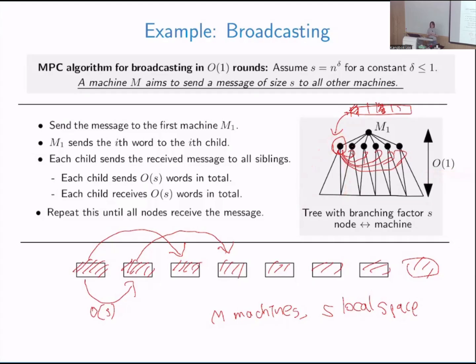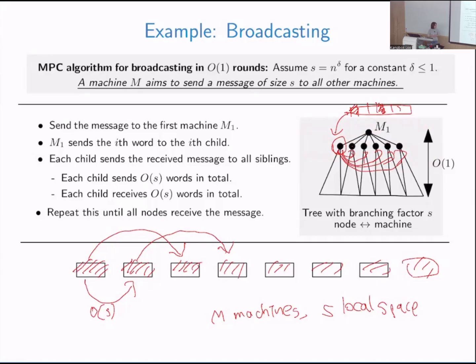So in my understanding, in 2 steps, S machines will be covered. Yes, right. Then the next round, S squared machines, and the first 3 layers can be covered. Because the number of levels is constant, the total rounds required by this algorithm is constant.